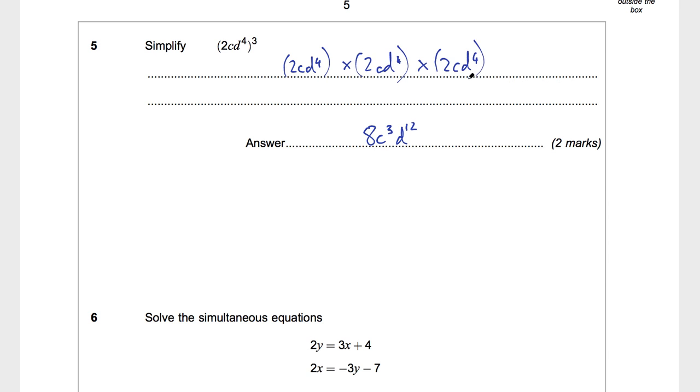And then it might be easier to visualize how this is going to go together, but 2 times 2 times 2 is 8, c times c times c, c cubed, d to the 4 times d to the 4 times d to the 4 is d to the 12.